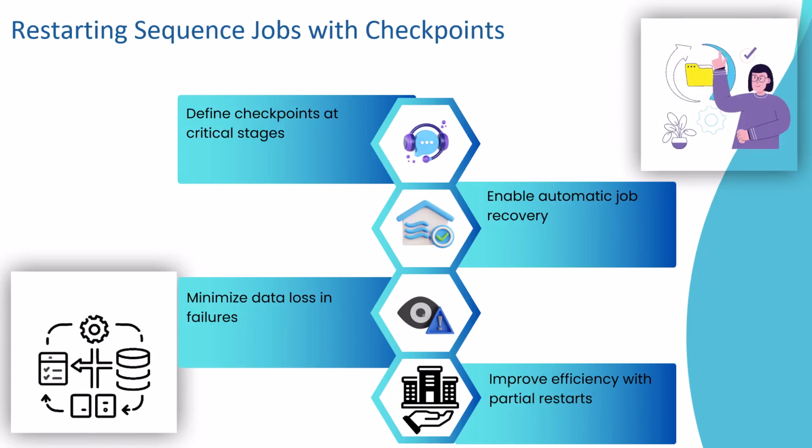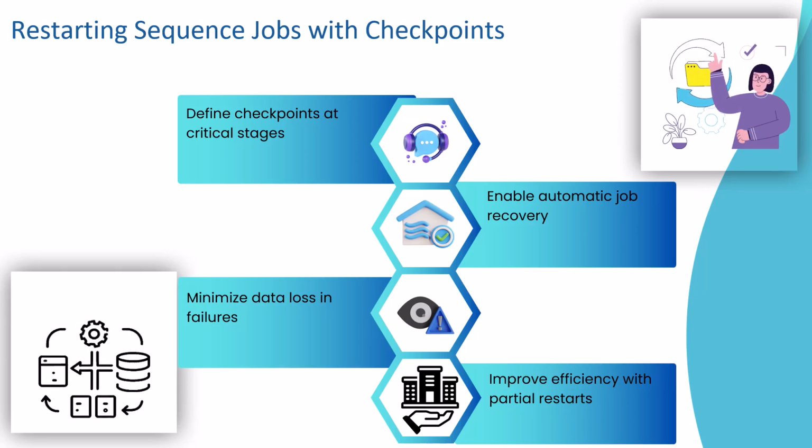Ever wished for a rewind button? That's exactly what checkpoints do. We define critical stages so jobs don't have to start from scratch after a hiccup. Automatic recovery. Yes, please. Plus, minimizing data loss is a lifesaver. Nobody wants to redo hours of work. Partial restarts mean we pick up right where we left off, making sequences resilient and efficient.